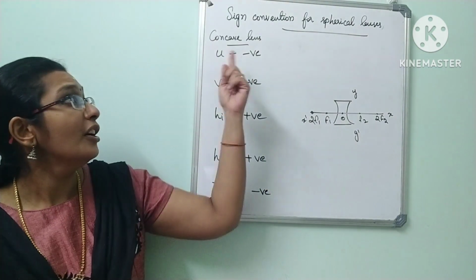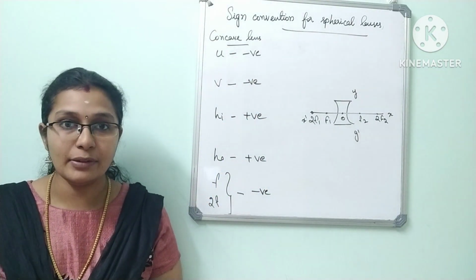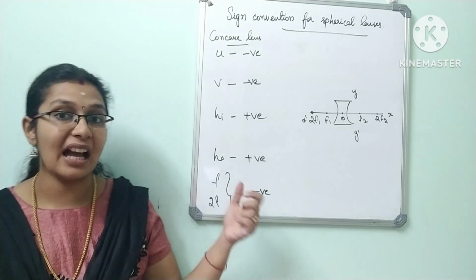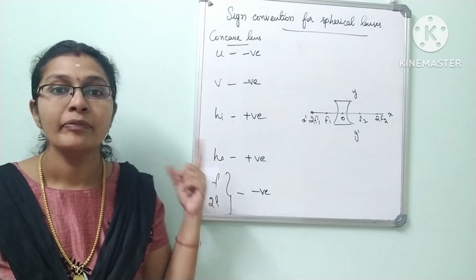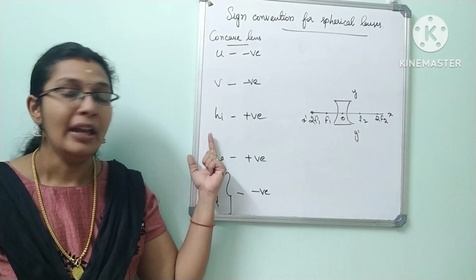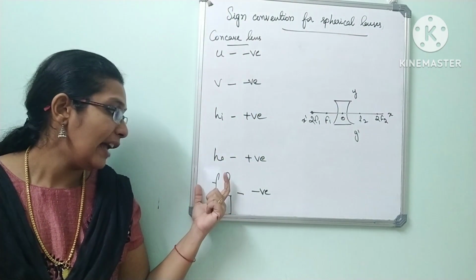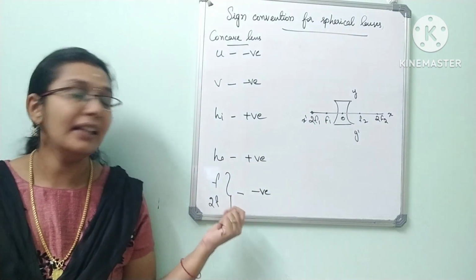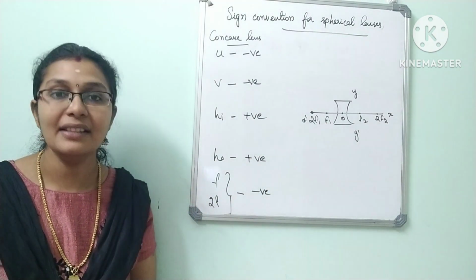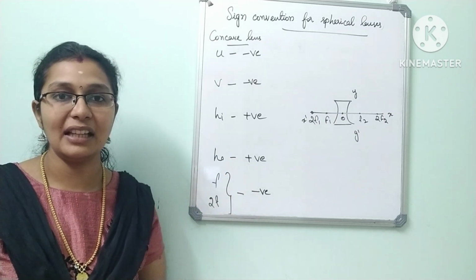Clear? So your object distance will be negative, your object height will be positive, and for both the cases it is the same. Image distance is negative, image height is positive, and focal length and center of curvature will fall on the same side. That is why we are giving it as negative. Clear? So this is the sign convention.